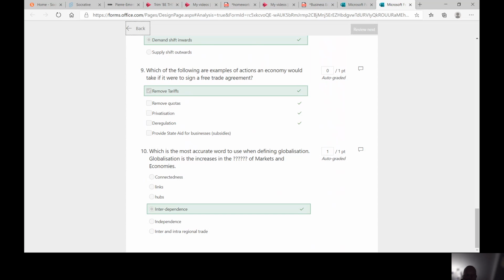Defining globalization, most accurate word, interdependence. So we got this one more accurate the second time round.